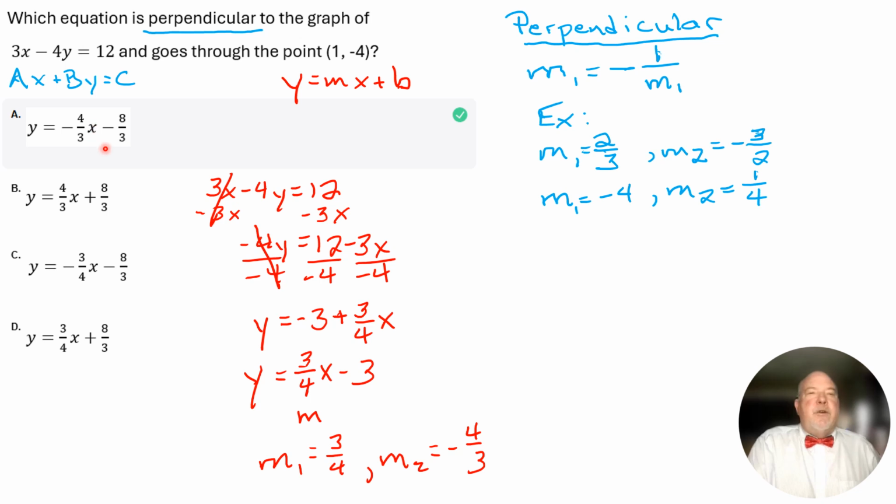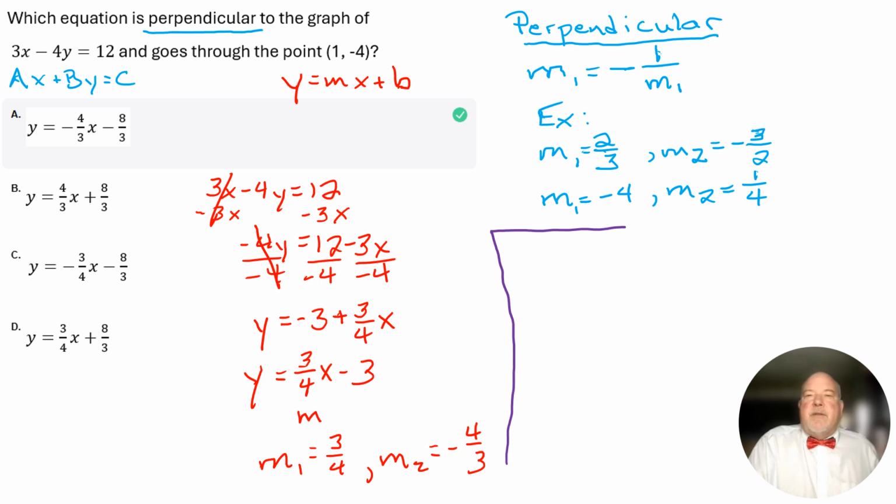But let me show you how to find this b value here. You don't have to. We know this is the answer, but you might have a question where you need to find this b. The way we're going to find the b is by using this ordered pair, this point. This is an x and a y value. We're going to plug it into the equation of our new line, and solve that to find the b. So let me show you that.